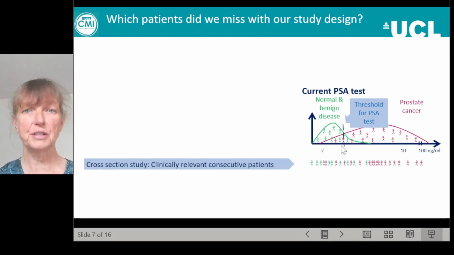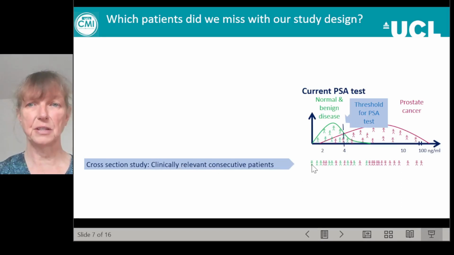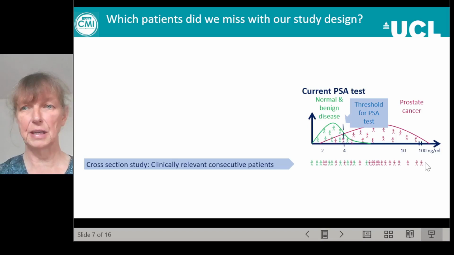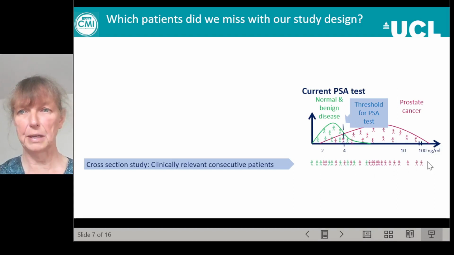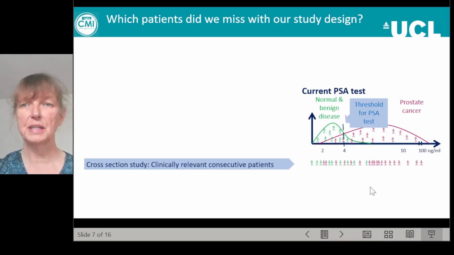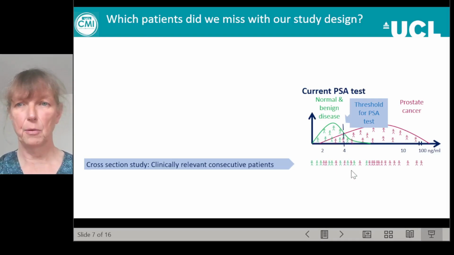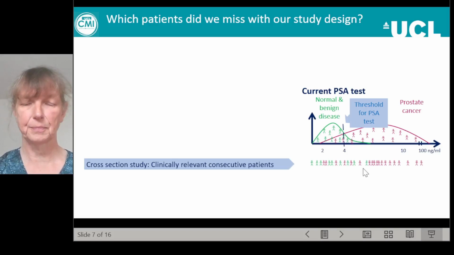So in a cross-sectional study, where we've got a clinically relevant set of consecutive patients, these might be all the men in our study. And so these lot have all got their PSA level below 4, and this lot of men have a PSA level above 4. And what we can see is that there are some red men who are below 4, and there are some green men who have a PSA value above 4.